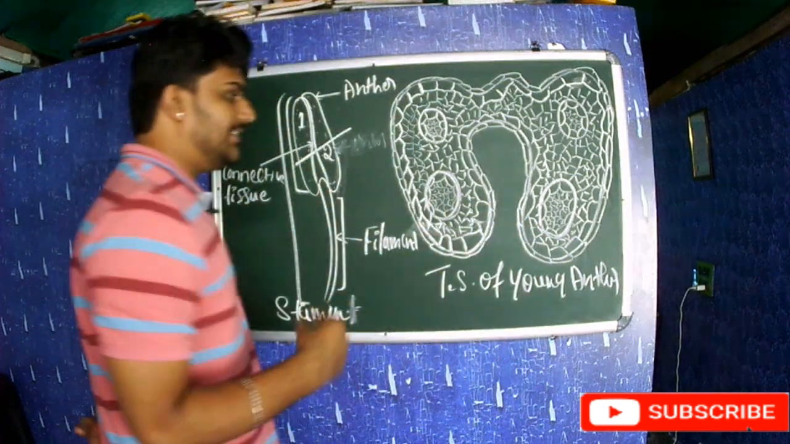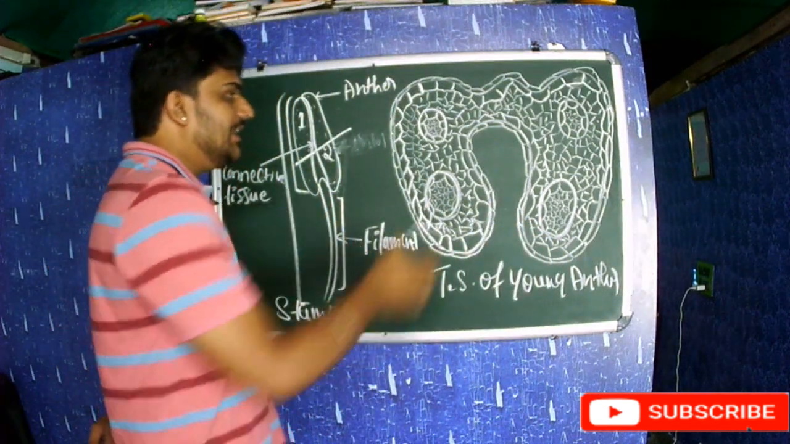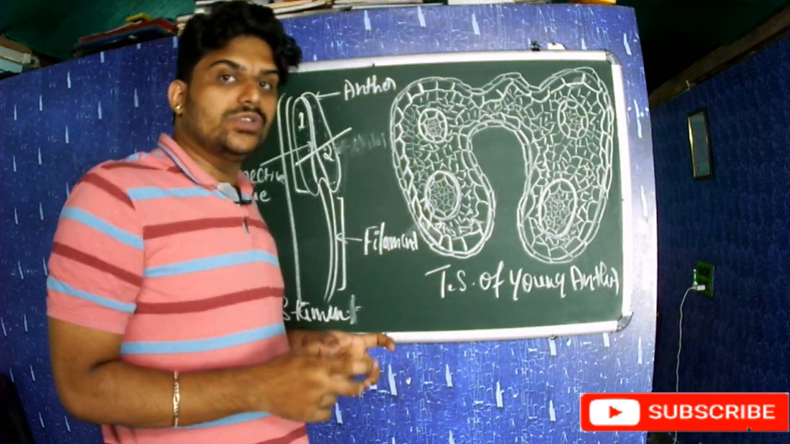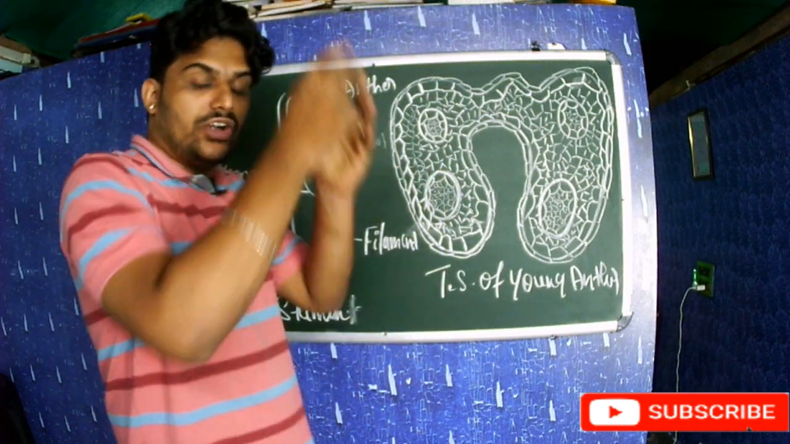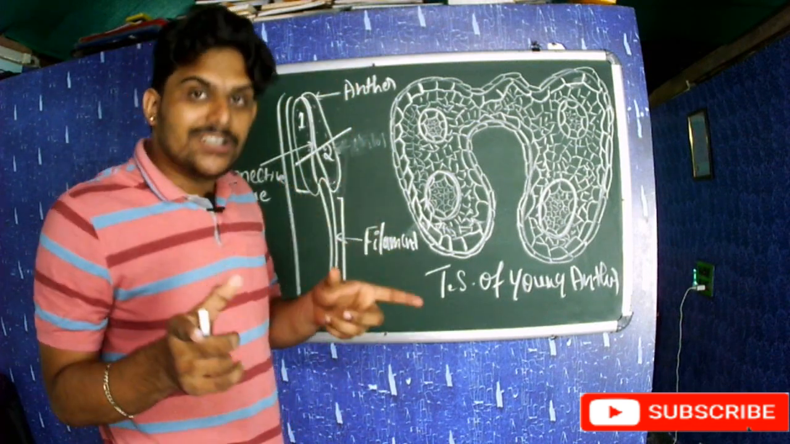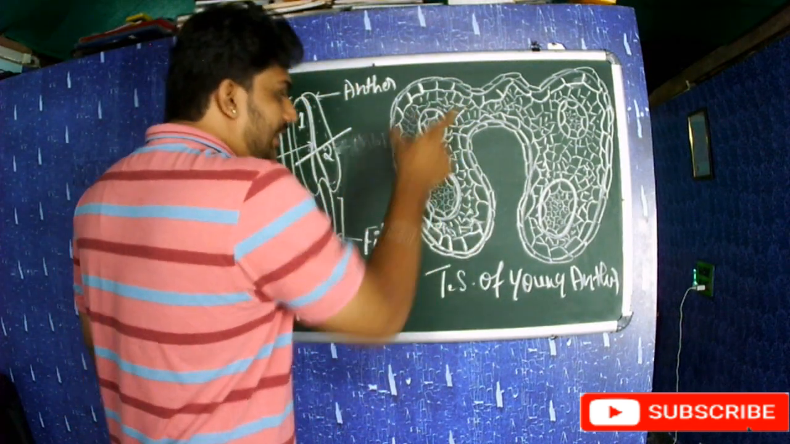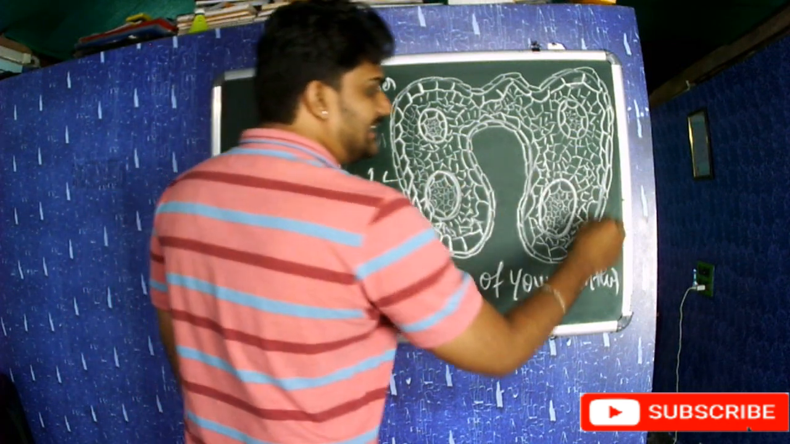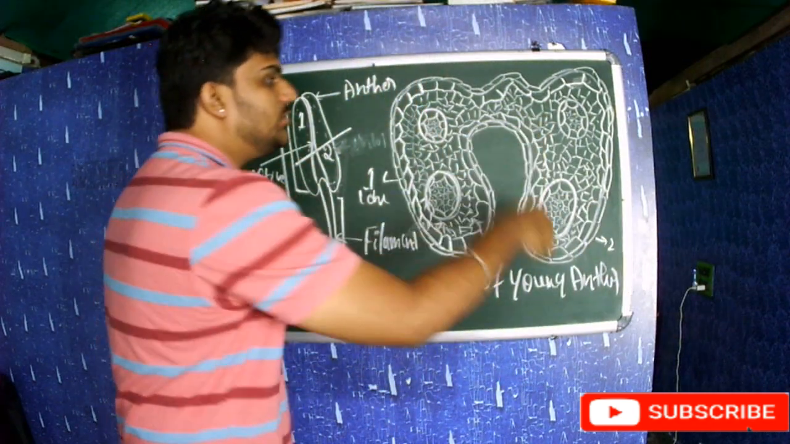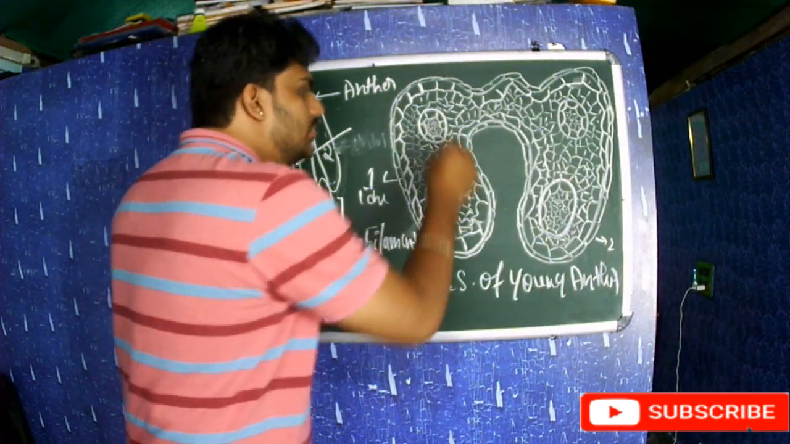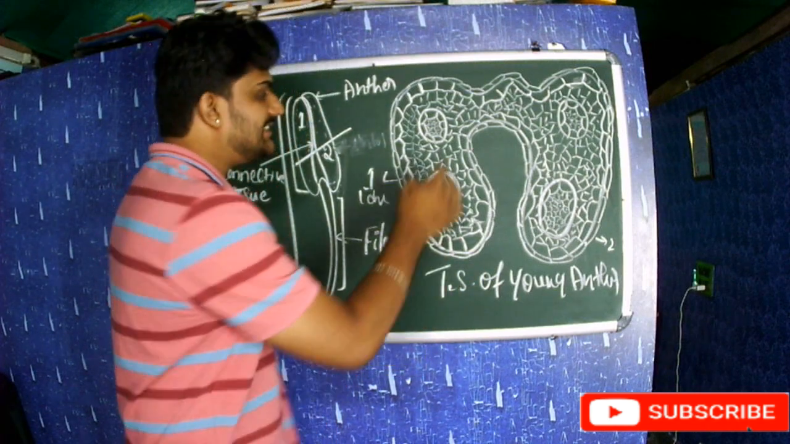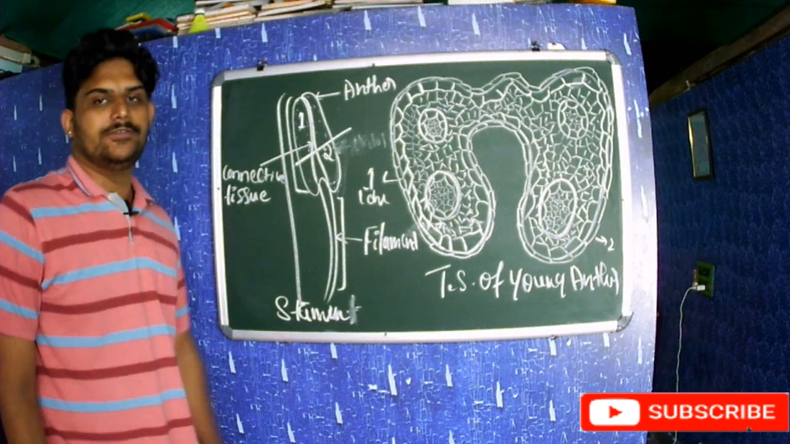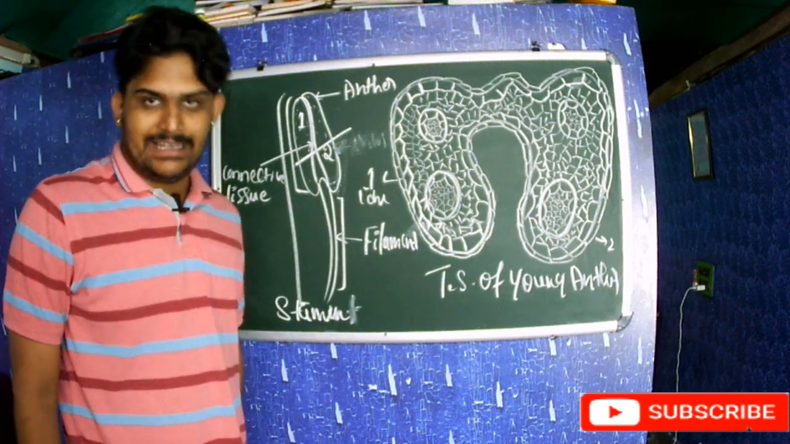In the TS of a young anther, each lobe will be running with 2 longitudinal column-like structures called microsporangia, right? So the first lobe and the second lobe each have 2 column-like structures known as microsporangia. So the total number of microsporangia is 1, 2, 3, 4. We have 4 microsporangia.